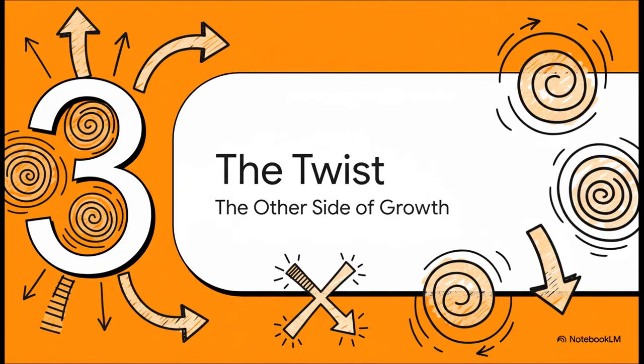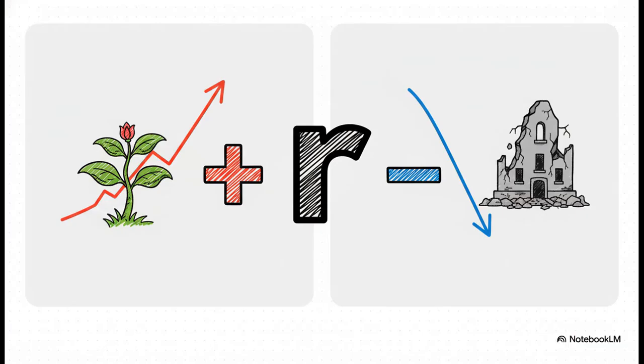But there's a twist. This cheat code, it's kind of like a double-edged sword. Because the same power that makes things grow like crazy can also work in reverse. It can make things shrink just as fast. And what's wild is how simple it is. The only difference between explosive growth and super fast decay is just a little minus sign. If your rate R is positive, you're growing. But if that rate turns negative, well, things are going downhill.